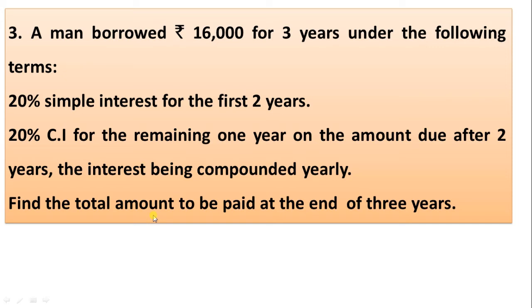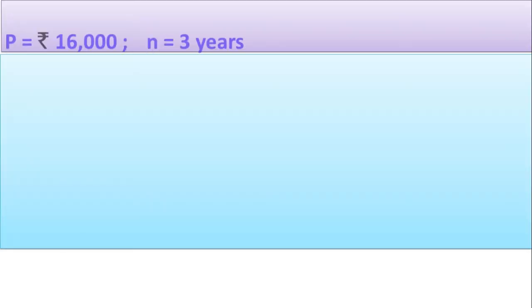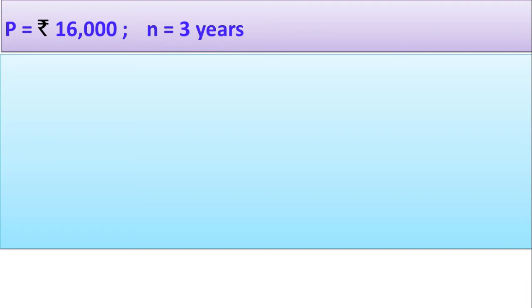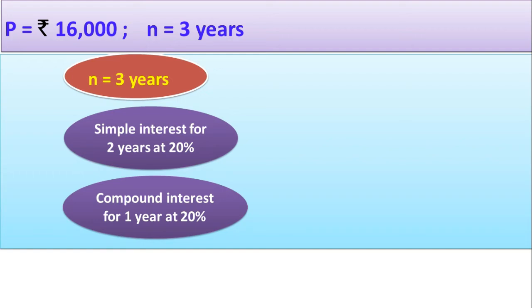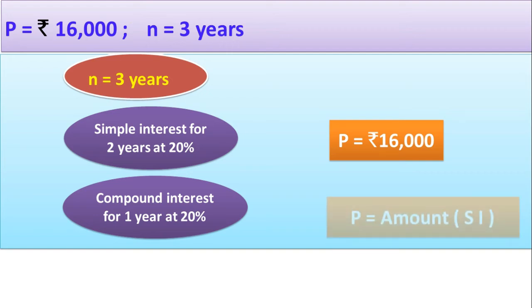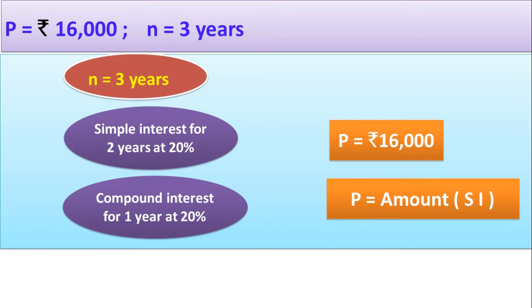Let us understand this problem, children. It is said that the principal is 16,000 and the number of years is 3 years. But how is the interest calculated? For the first 2 years it is considered as simple interest, and for the remaining 1 year, the compound interest is calculated. While calculating the simple interest, principal will be equal to rupees 16,000 which is given in the question. But while calculating the compound interest, principal will be equal to the amount which is calculated with the help of simple interest.